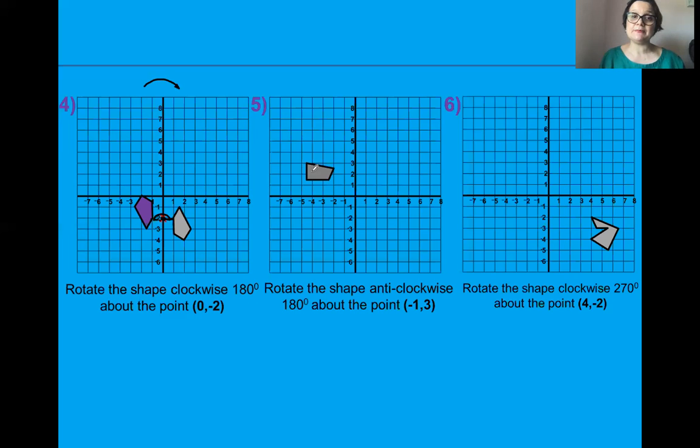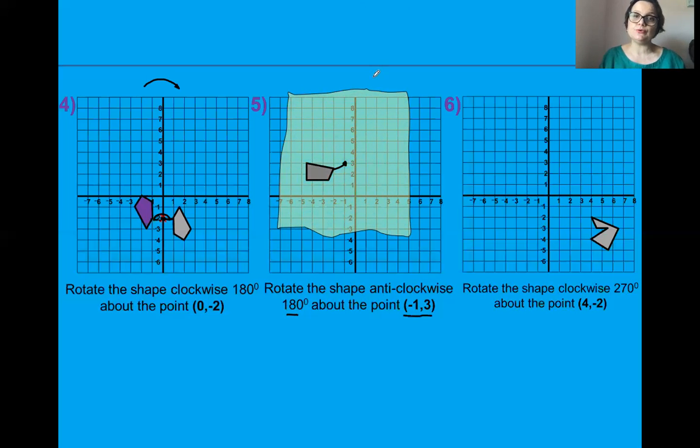Exactly the same thing. We do exactly the same thing with the second shape, but the rotation is going to be anti-clockwise 180 degrees about the point minus 1, 3. Minus 1, 3, so it's going to be this point here. This is the center of rotation. Join this point with the closest point. I mean, you can join this one with any point or any vertices, but with the closest point, it just makes the work easier. And then place the tracing paper on top of it.